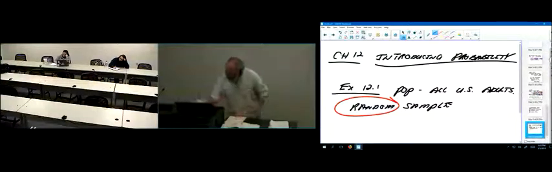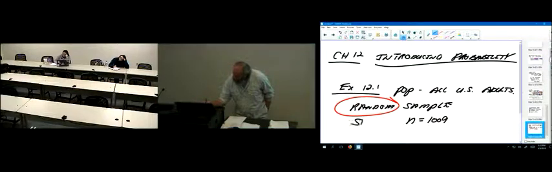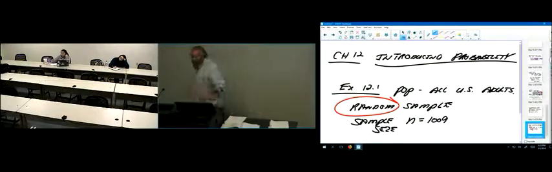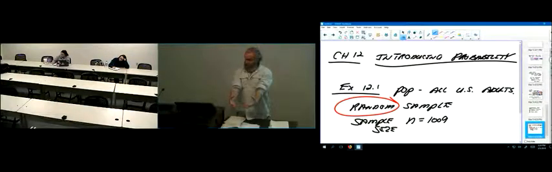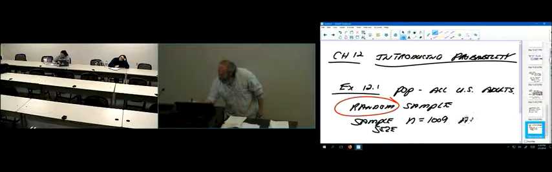And how large a sample did they take? Remember, we use n for the sample size. I've got to get you used to that one too. Lowercase n is always the sample size for me and you. So they chose a random sample of 1,009 adults. In other words, they had the population of all U.S. adults, and they chose a random sample and came down here and had 1,009 adults, right? So from that population, they chose this.